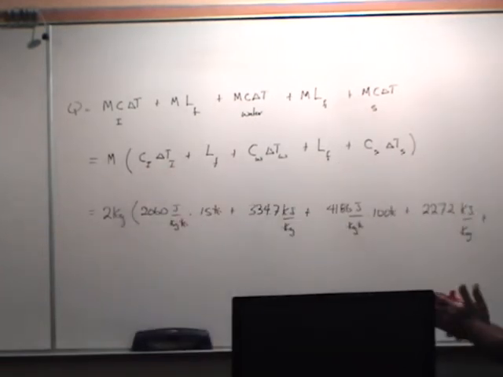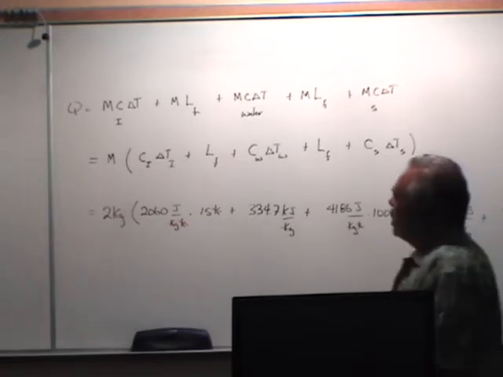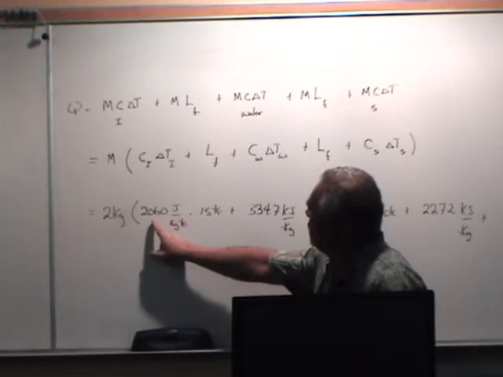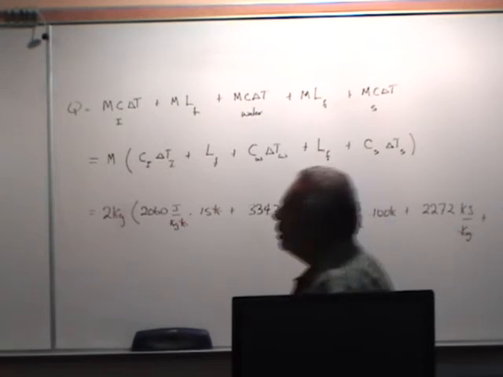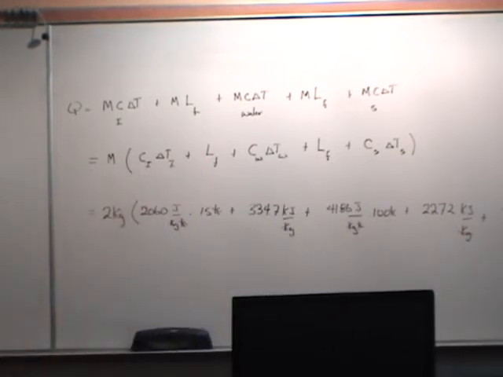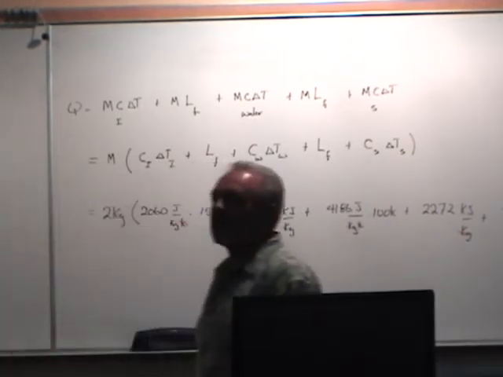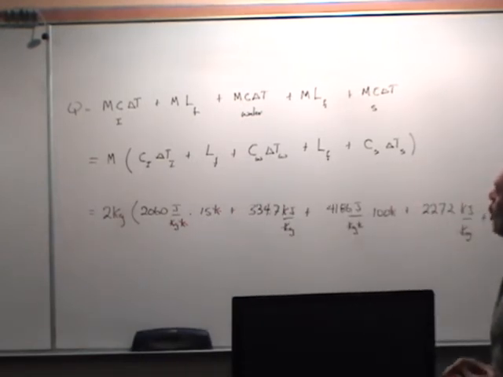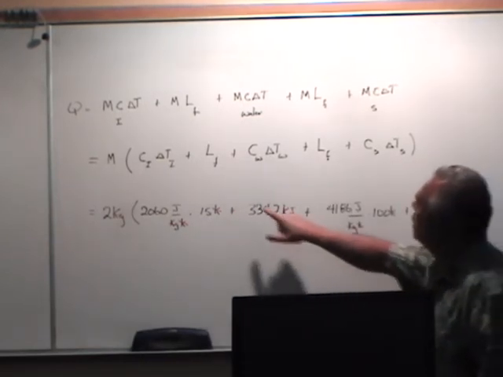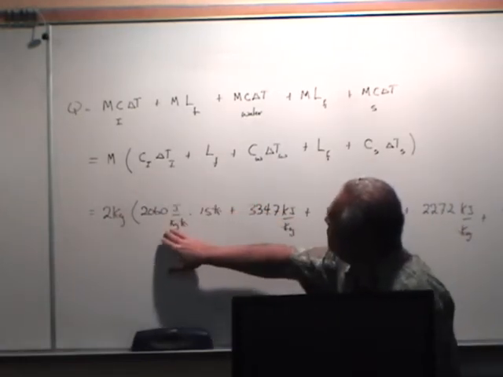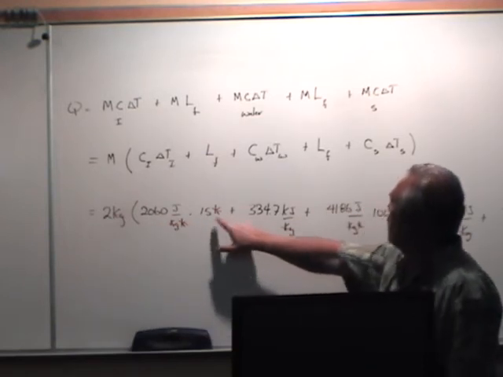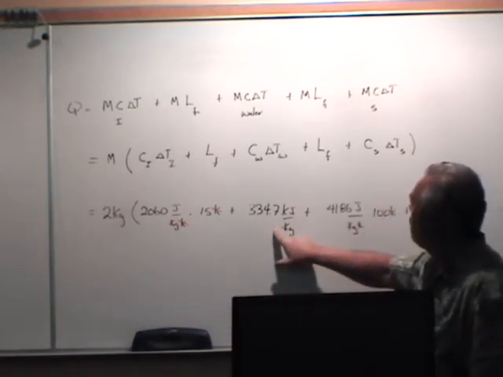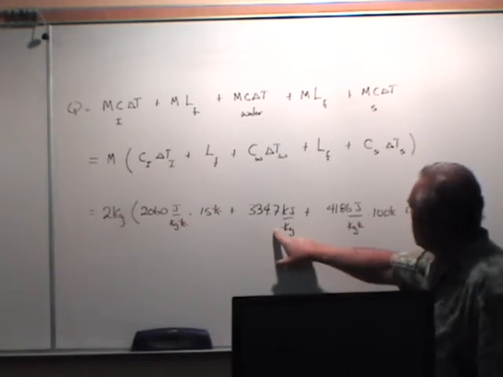And now we have to go look up numbers. The specific heat of ice is 2060. Of course, the temperature change is 15 degrees. Well, it's 15 degrees Celsius, but it's also 15 kelvin, since the size of the temperature unit is the same. So here we warm the ice using the specific heat of ice and the temperature change. There we have the latent heat of fusion for ice.